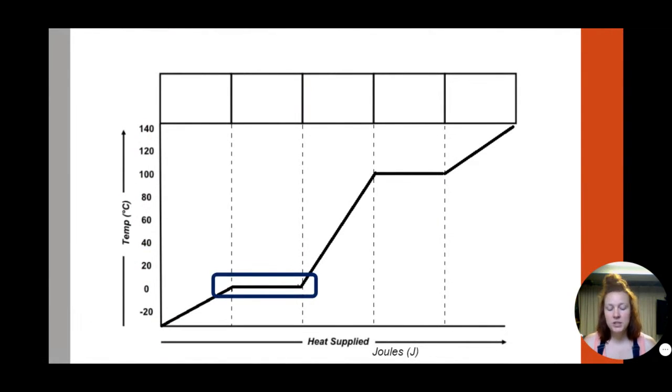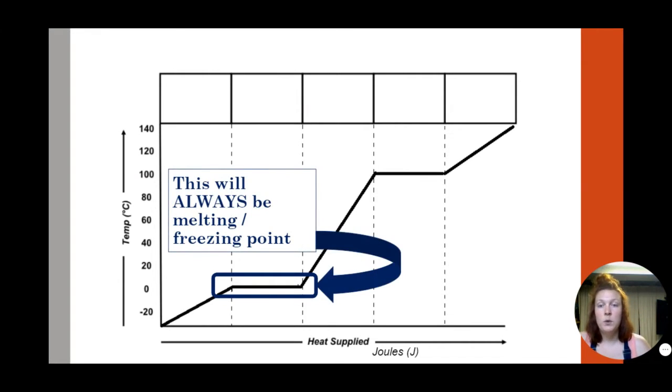Okay, so I do want to point out these little plateaus. This will always be the melting or freezing point, right? If we're going from left to right, if we're increasing the temperature, we're increasing the amount of heat supplied, we are going to be melting, right? Going from solid to liquid. If we're decreasing the amount of heat, we're going to be going from liquid to solid, so freezing.